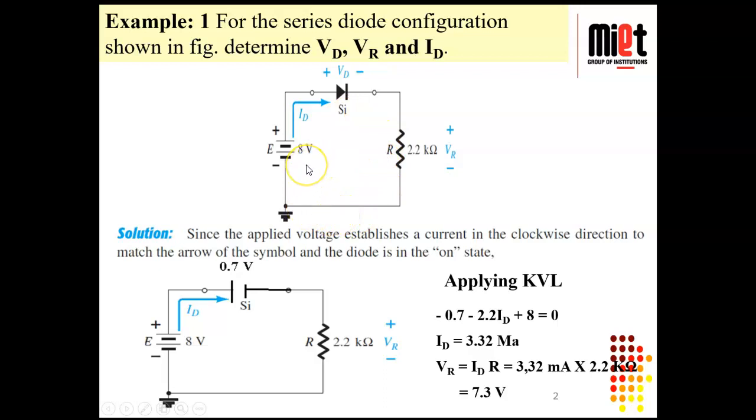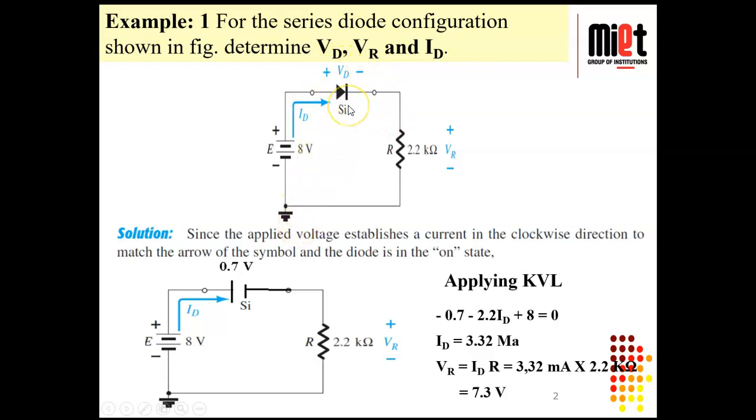So what we have to do is see the condition of the diode: it may be in forward bias, or it may be in reverse bias. All those conditions we will govern, and we will see what happens inside this circuit. Since the applied voltage establishes a current in the clockwise direction to match the arrow of the symbol, the diode is in the on state. What is the meaning of this? Here we can see 8 volts has been applied across the diode, the positive terminal of the 8 volts is on the P side, and the negative terminal is towards the N side. So definitely this diode is in forward bias.